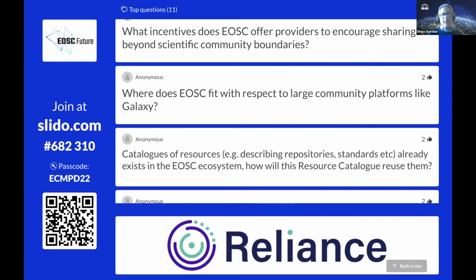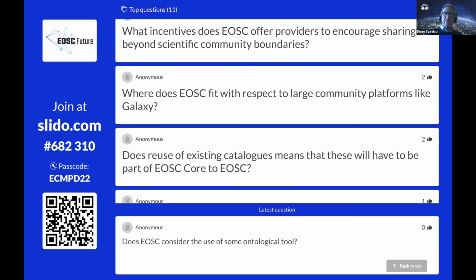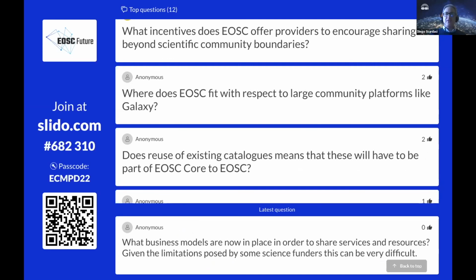So you can see EOSC as a way to make others aware of what we are delivering, and to become aware of what the others are delivering, and that facilitates the integration and the composition of these different resources coming from different scientific areas and scientific communities.